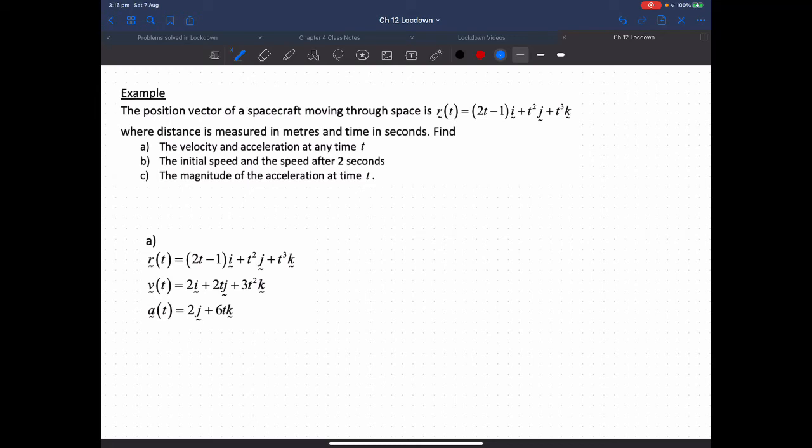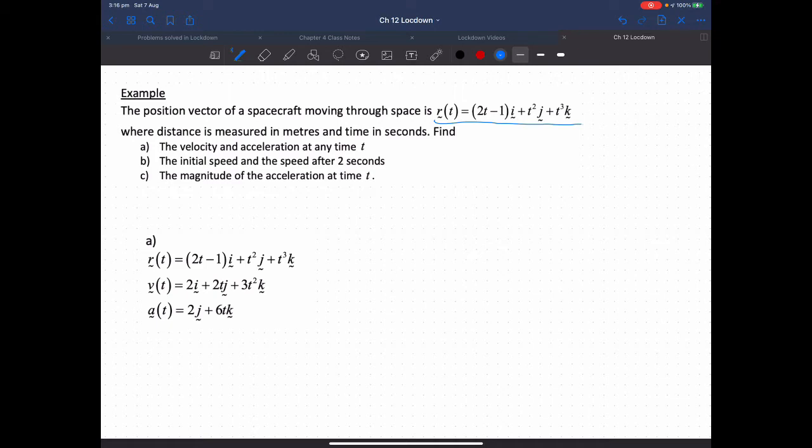In this example, we're considering the position of a spacecraft and what happens to its motion. We're given a position vector for it moving through space, which I have just underlined. We're asked to find the velocity and acceleration at any time t. So we know if we have position, we differentiate that once, that gives velocity. We differentiate that again, that gives acceleration.